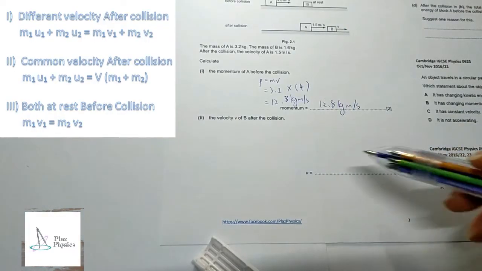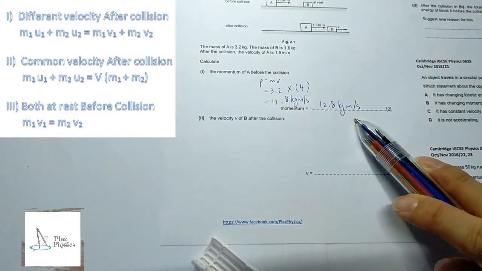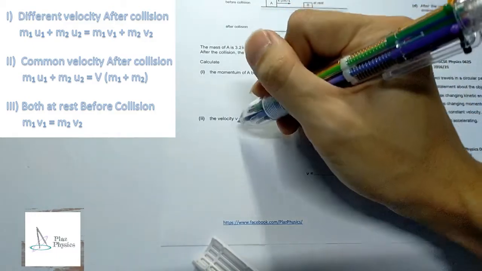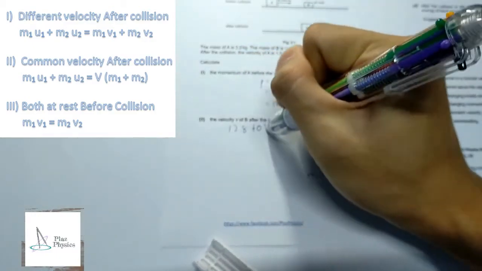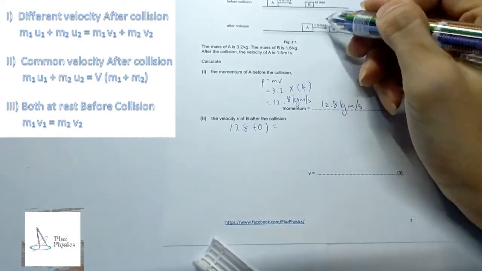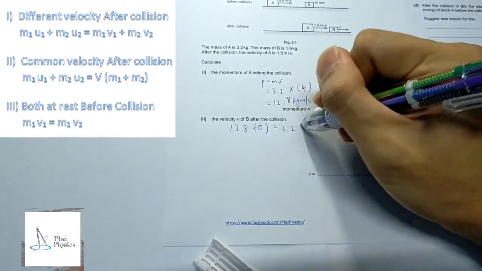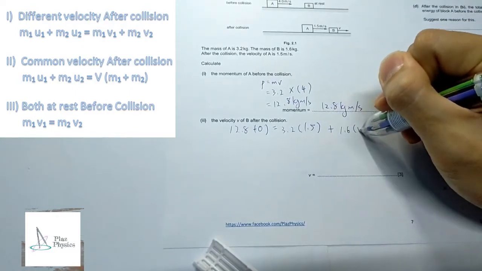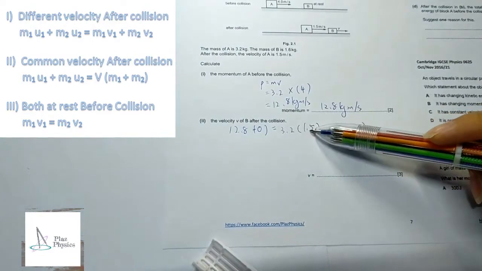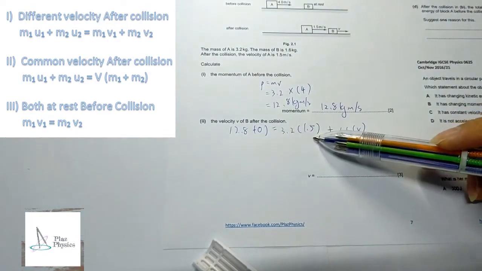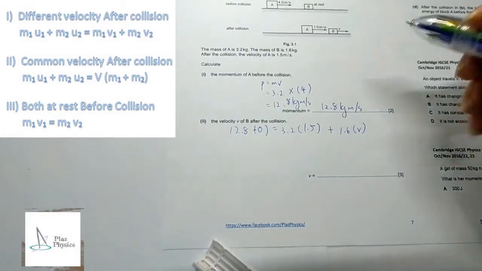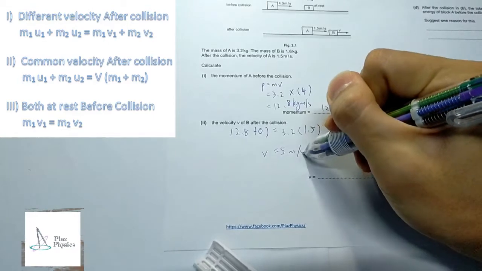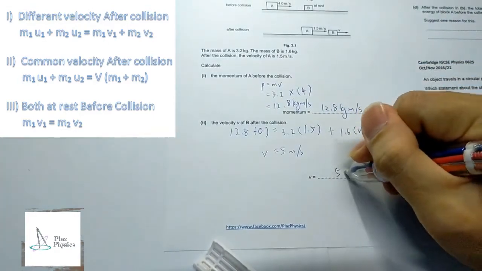Okay, next question. Total momentum before collision equals after collision. Before collision, this one is 0, so don't need to bother. So 12.80 equals mv, 3.2 times 1.5 plus 1.6 V. Actually, this one is momentum mv, so m1v1, m2v2. Okay, after you get the final answer will be 5 meters per second. Do the mathematics.